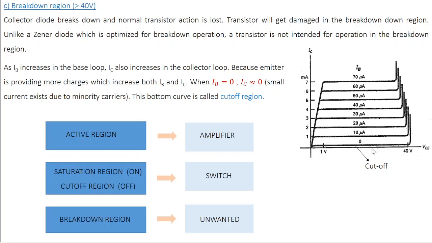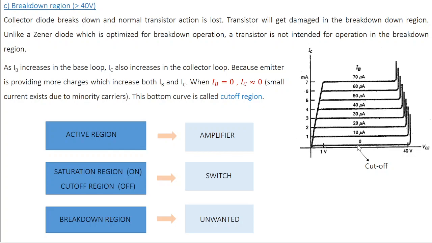Now look at the bottommost curve. This is the curve corresponding to IB equal to 0. You can see that here IC is almost 0, right? Because the source is providing almost nil charges. As a result, both IB and IC are almost 0. There is a small current existing here because of the minority carriers, but the amount of minority carriers is very, very small. So for all practical purposes, you can assume that IC equals 0 when IB equals 0.